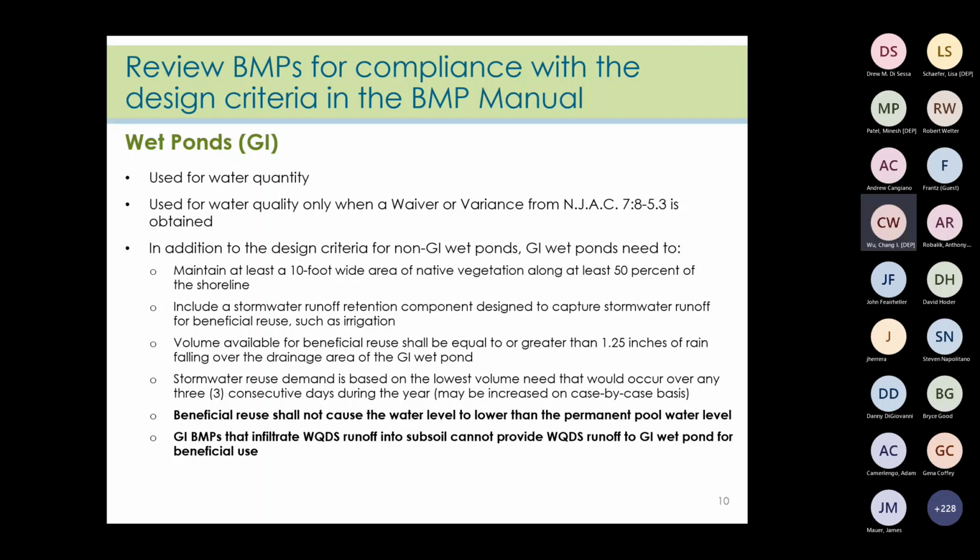And also, as I said, a very common design is that there is an under-drained small-scale GI BMP upstream of the GI wet pond, and then the runoff is directed to the GI wet pond for beneficial reuse. But if you design a small-scale GI BMP that infiltrates the storm into the subsoil, then you don't have any water quality design storm runoff that can be provided for beneficial use in the GI wet pond. So you cannot have that kind of design. If you want to incorporate a GI wet pond with other small-scale BMPs, that upstream small-scale BMP cannot be designed to infiltrate the water quality design runoff into the subsoil.